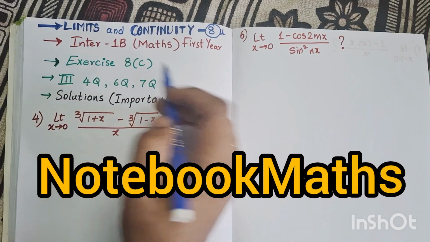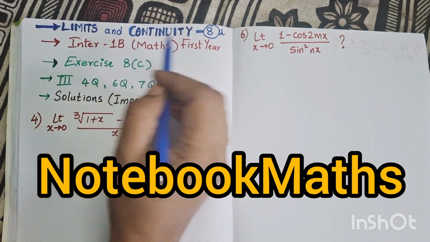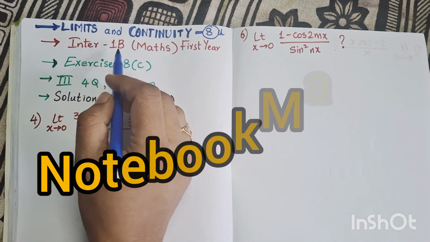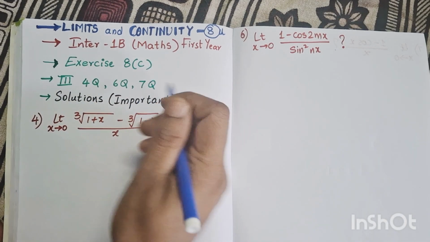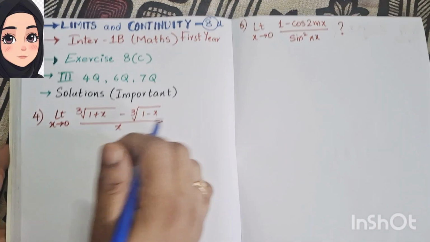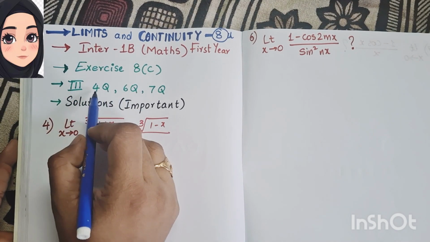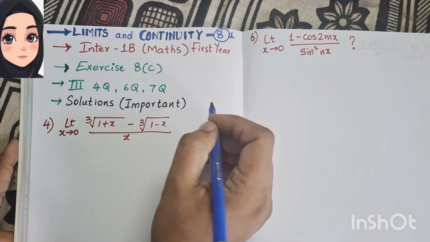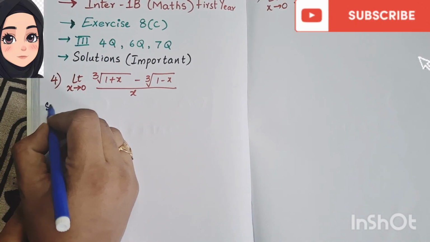Today I am going to solve some important problems from exercise 8C of the chapter Limits and Continuity, for intermediate first year maths, that is from 1B maths. Very important questions. I am going to solve the third bit, fourth, sixth and seventh questions in this video. First, the fourth question.